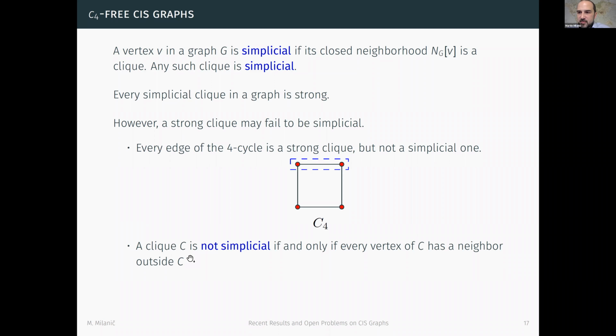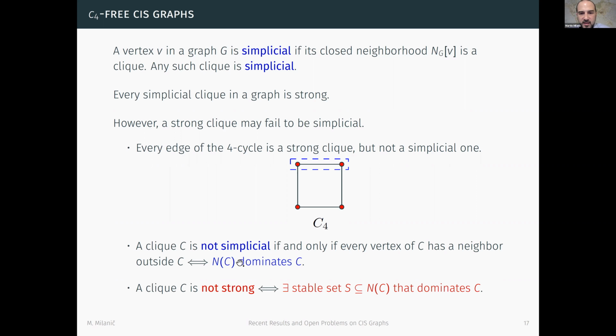When is a clique not simplicial? It means that it doesn't consist just of a vertex and all its neighbors. This means exactly that every vertex of the clique has a neighbor outside of the clique, which is the same as saying that the neighborhood of the clique dominates the clique. And the clique is not strong if and only if there exists a stable set that dominates the clique. By definition, not strong means that there is a maximal stable set disjoint from it, but if you focus on the vertices in the stable set which have neighbors in the clique, they must actually dominate. So you see that the red condition implies the blue one. What we will show is that if the graph does not contain any induced 4-cycles, then the converse is also true. The blue condition implies the red one. So if you have a clique in which the neighborhood dominates the clique, then it can also be dominated by a stable set.